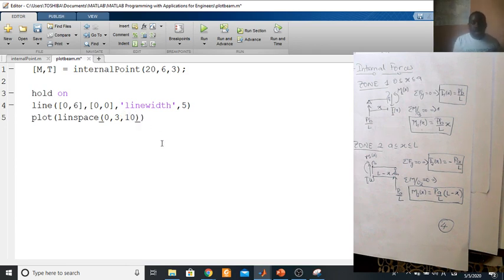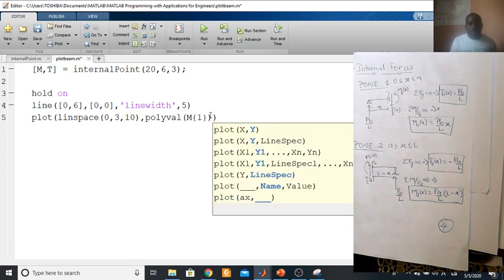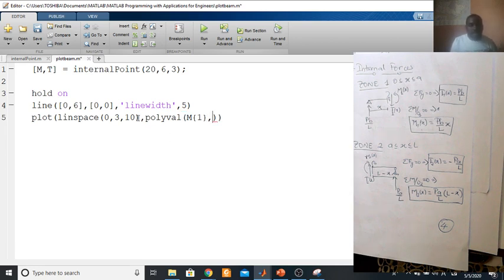That's our X. Now, what will our Y be? Our Y is the equation of the moment in question first. So we are in the first zone, so we are talking about M of 1. But this one is supposed to be a function, and it's supposed to be a polynomial. And we have seen how to calculate the value of a polynomial for different values of X, right? So we'll say polyval of, and what are the values of x for which we want to calculate this? It is these same values of x.